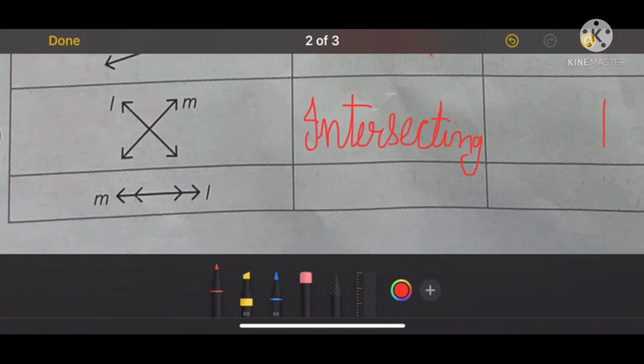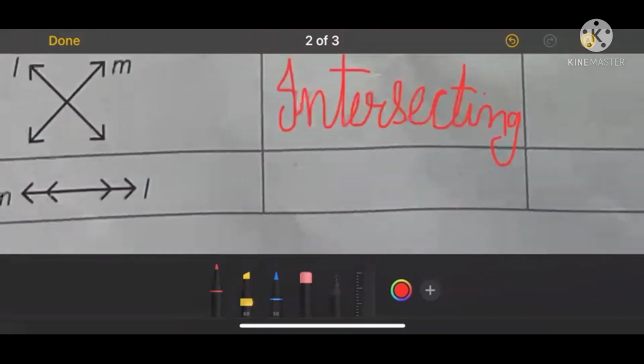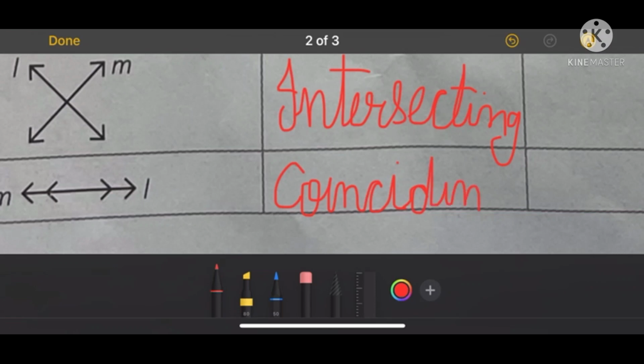Have you seen these two lines? They exactly lie on top of each other. Such lines are called coinciding lines. What are they called? They are called coinciding lines. Now, which lines are called coinciding lines? Lines that lie exactly on top of each other.